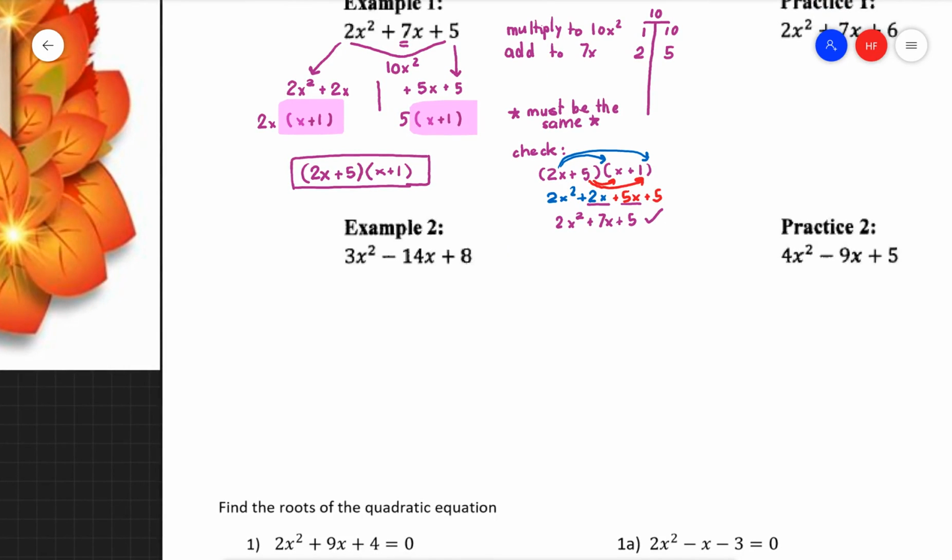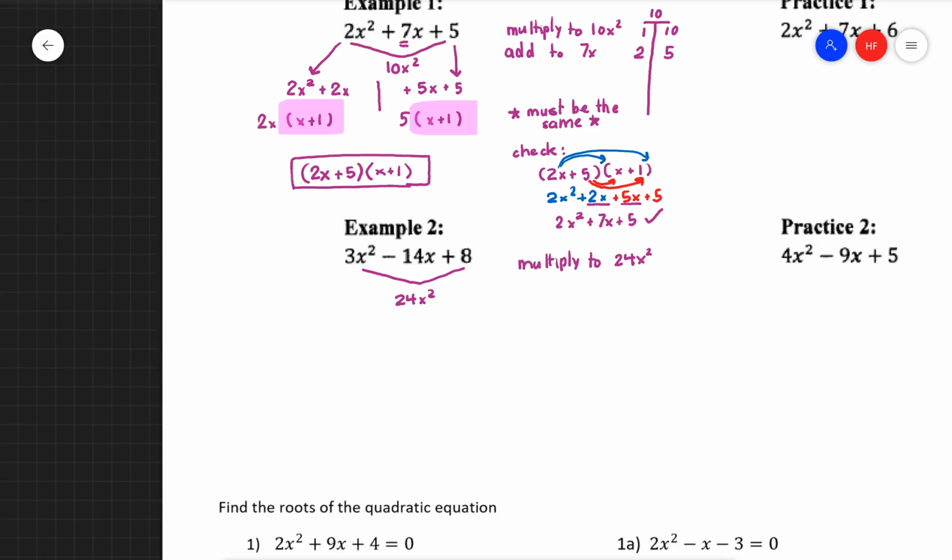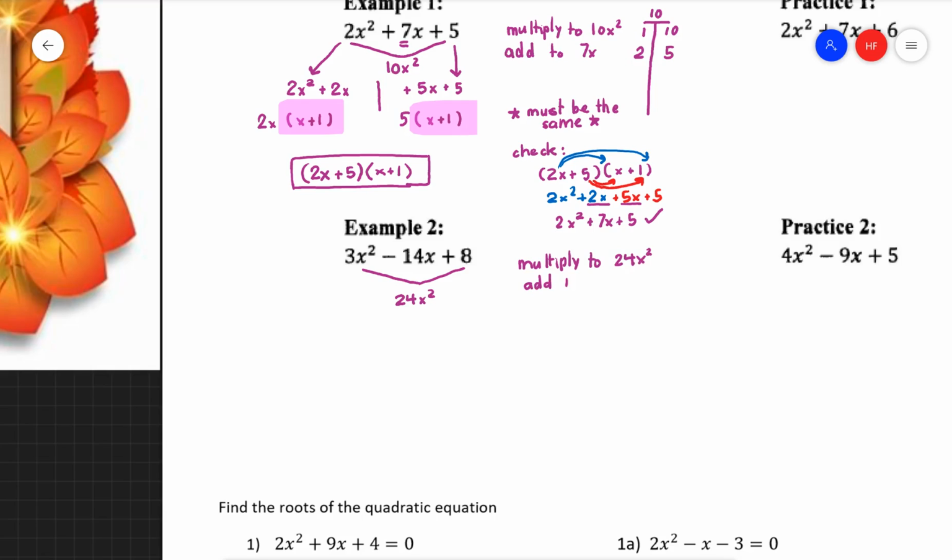So now we're going to move to example 2. We have 3x squared minus 14x plus 8. Again, the first thing I want to do is multiply 3x squared and 8, which gives me 24x squared. So I want to find factors that multiply to 24x squared, but add to negative 14x, that middle term.